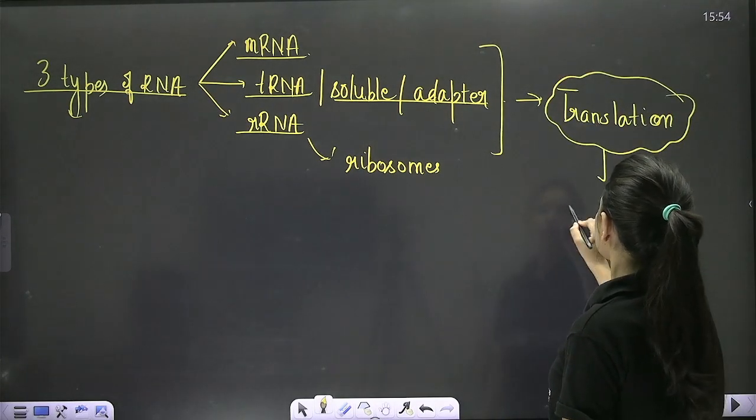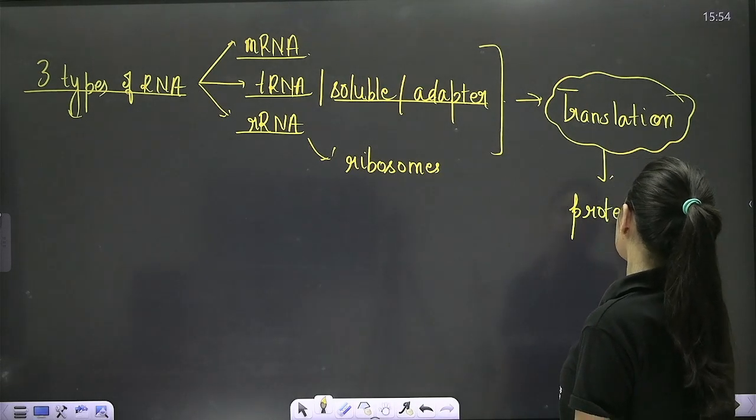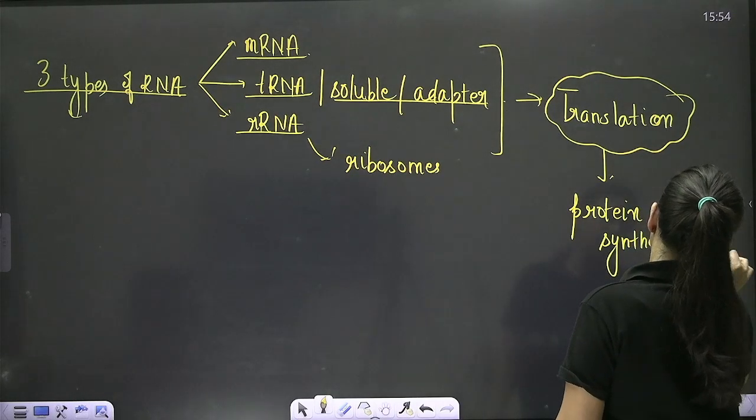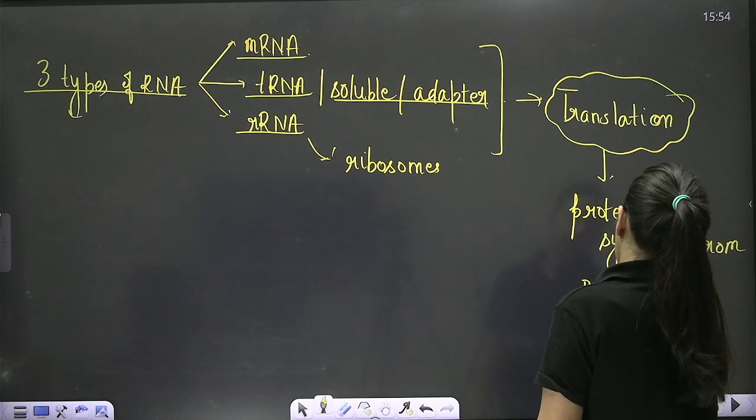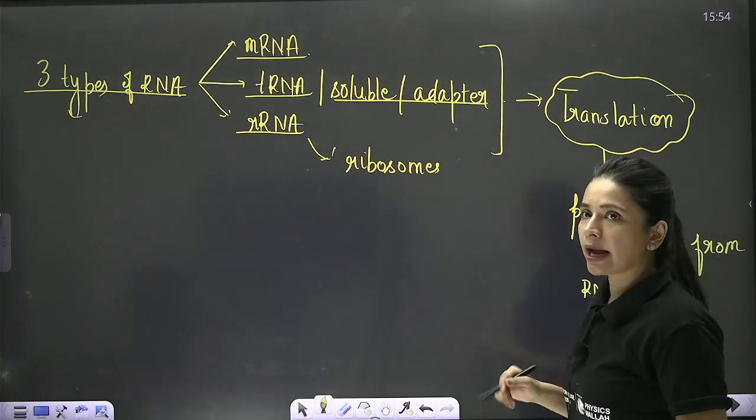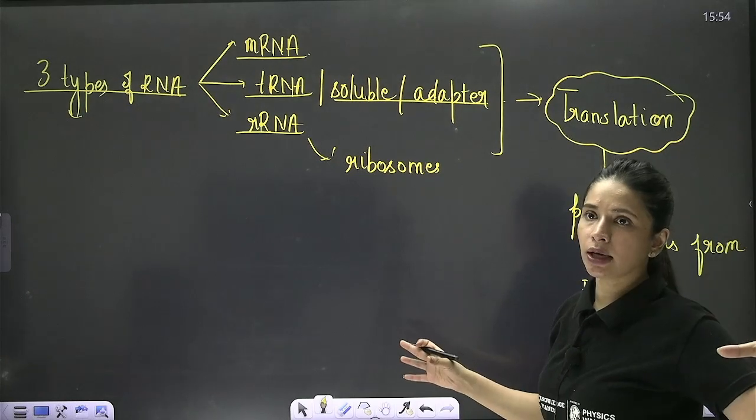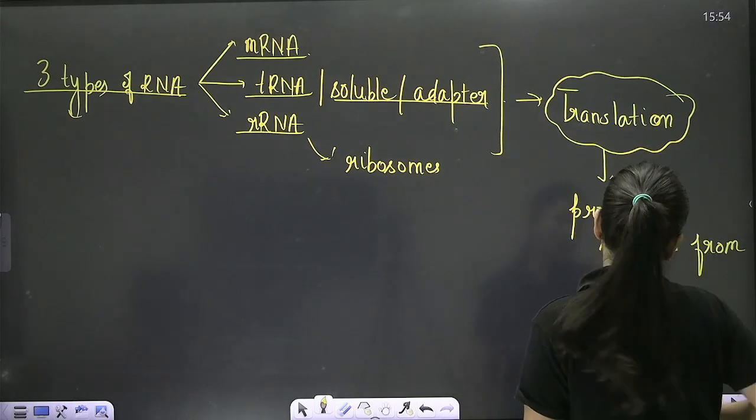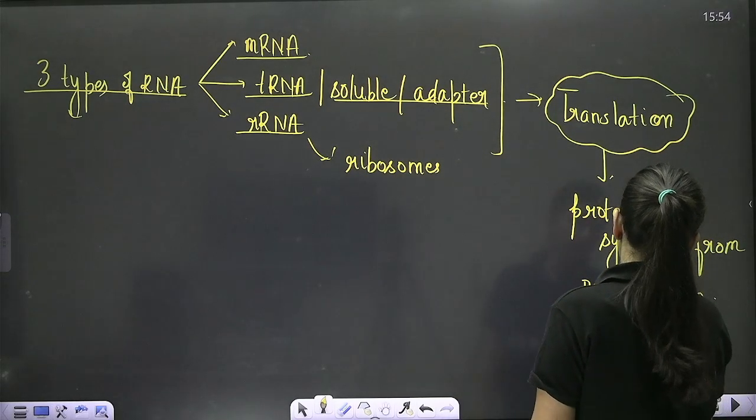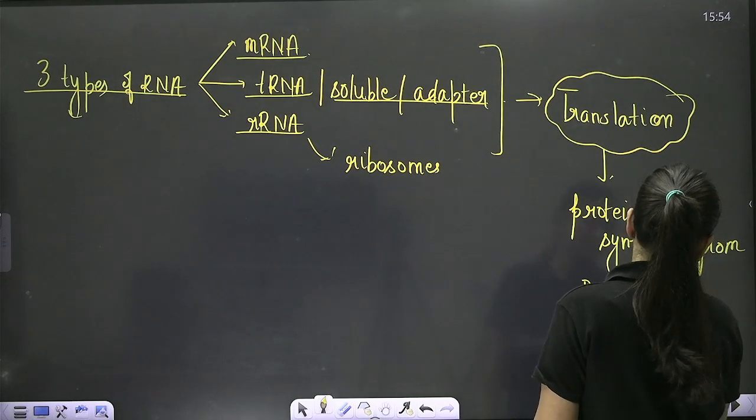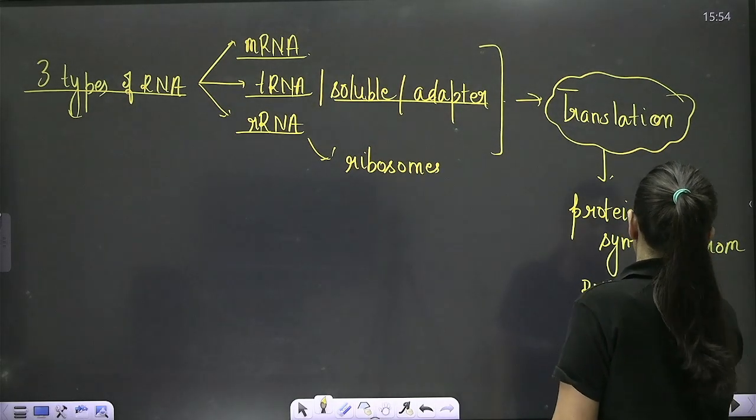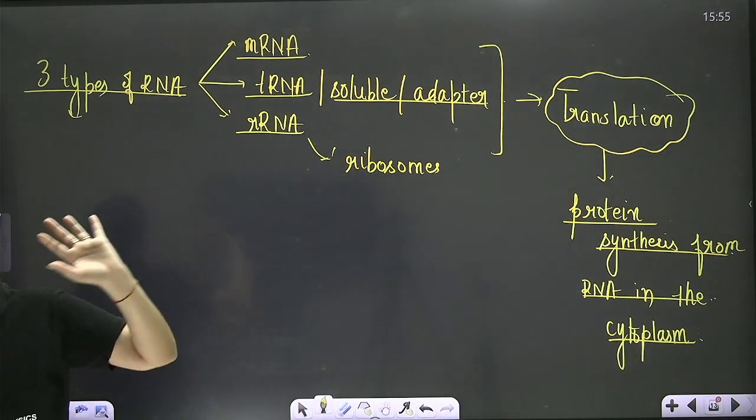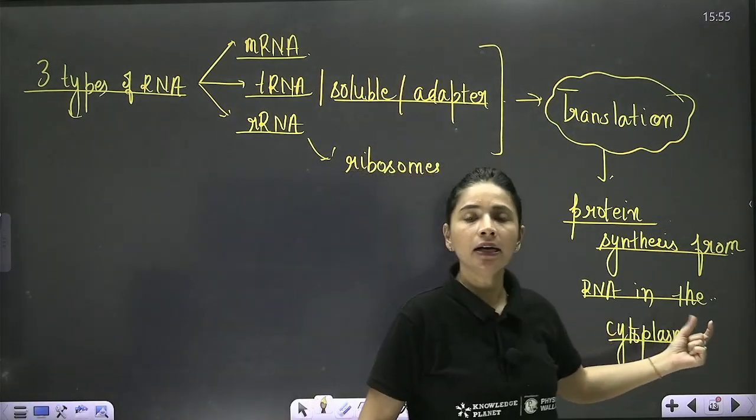So what is translation? It is the mechanism of protein synthesis from RNA. And where does it take place? Be it prokaryote or eukaryote, in both cells, this translation process takes place in the cytoplasm itself. Clear? So wherever the process is happening, it is just taking place in the cytoplasm.